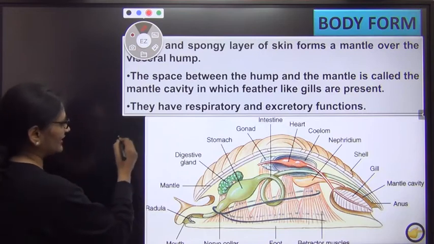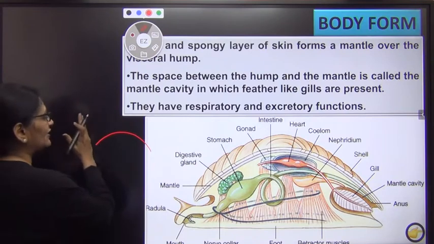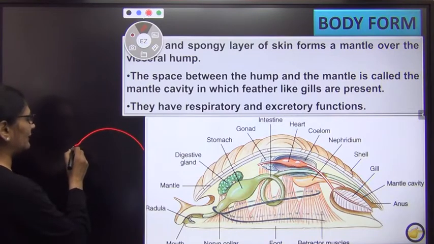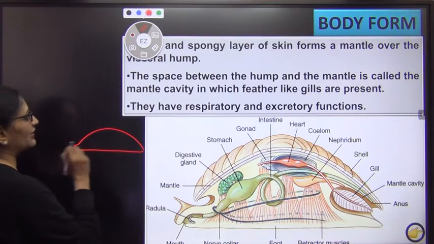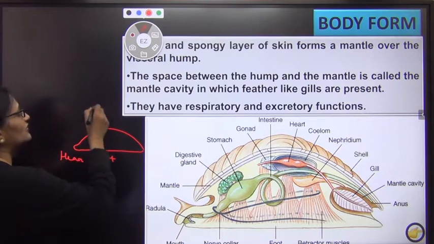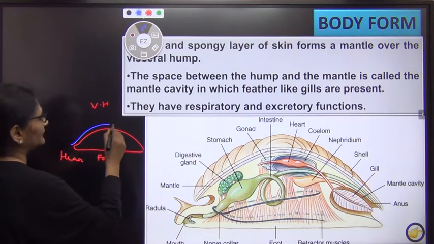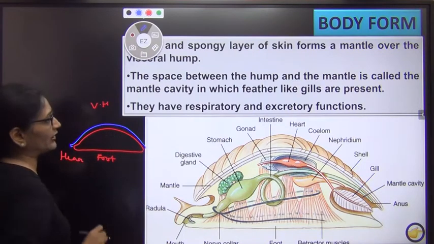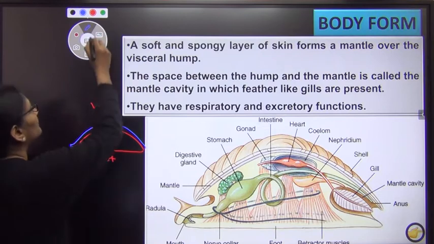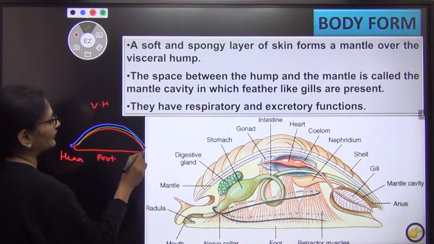What happens is, just see here, they have a body which is very soft. I told you, the body is very soft. I'll just make it this side. They have a soft body. So they are covered by shell. Let me consider this to be head and let this region be considered as foot. So this is your foot, this is your head and this is your visceral hump. They are covered by what? A calcareous shell, which gives them protection. A soft and spongy layer of skin forms a mantle over the visceral hump. A very soft layer of their skin is found here in the middle. This is found here. Okay?